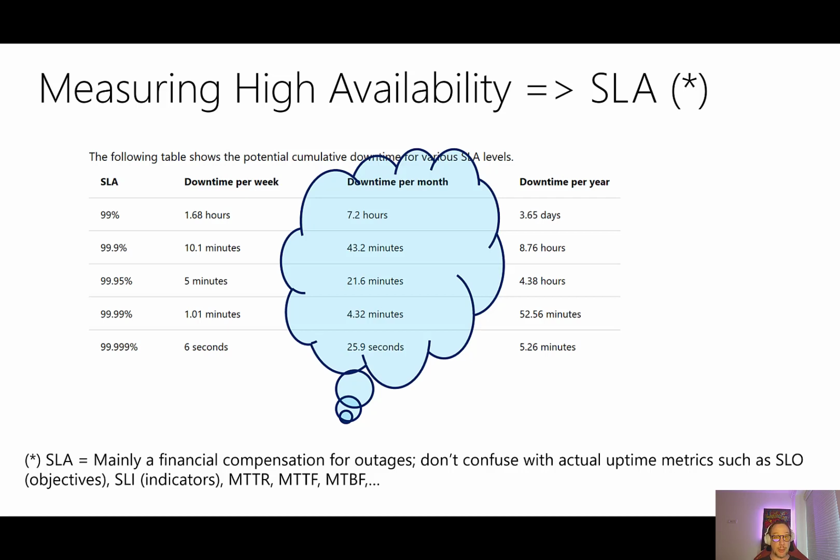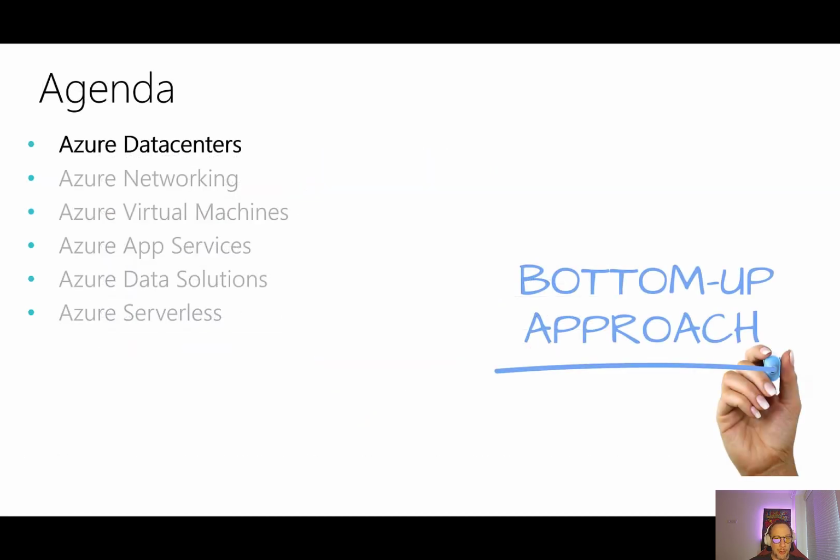Like you have SLO, service level objectives, SLI, service level indicators, or even more specific technical metrics, mean time to failure, mean time between failure, mean time to repair, those kinds of metrics. So financial, and it should actually give you a pretty good estimate. From here, I'm going to make it a lot more technical and use a bottom-up approach.